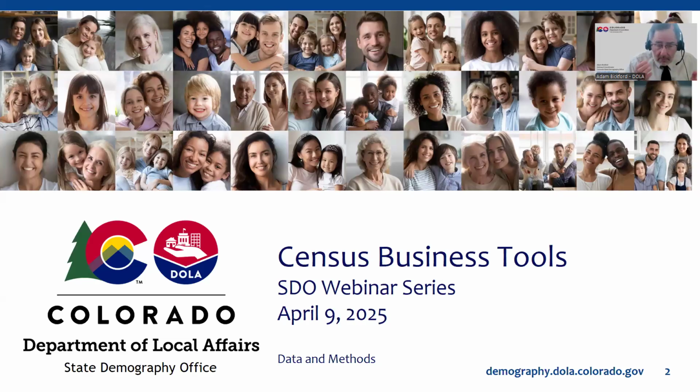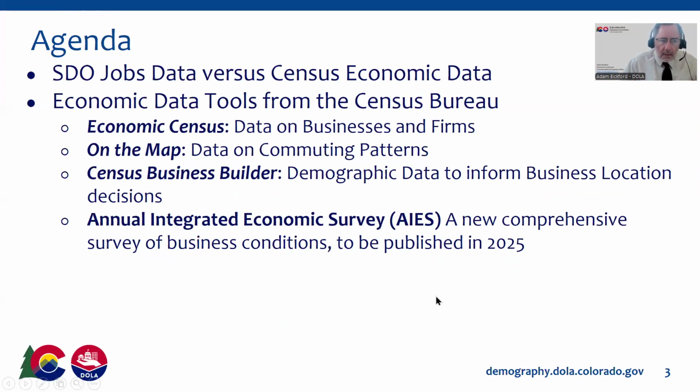Today, we're going to be talking about some of the census business tools that are available online. So our agenda, we're going to talk a little bit about some of the jobs data that SDO provides and contrast that with the data that the Census Bureau provides. Talk about three tools: the economic census, the on-the-map commuting tool, and the Census Business Builder, and then talk a little bit about a new survey that is coming together, to be published later this year.